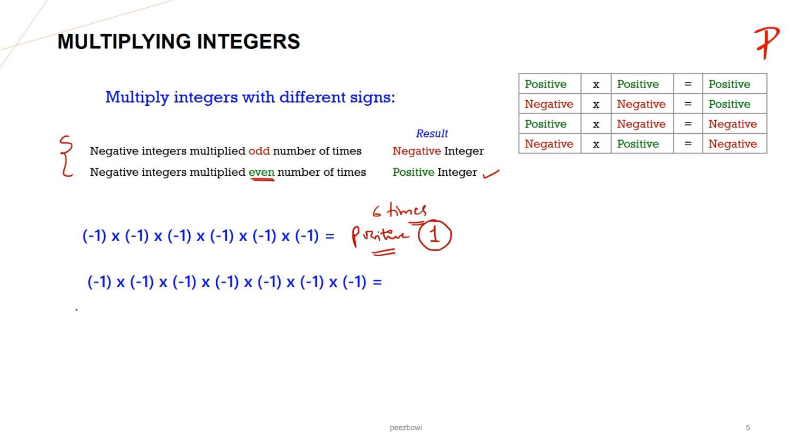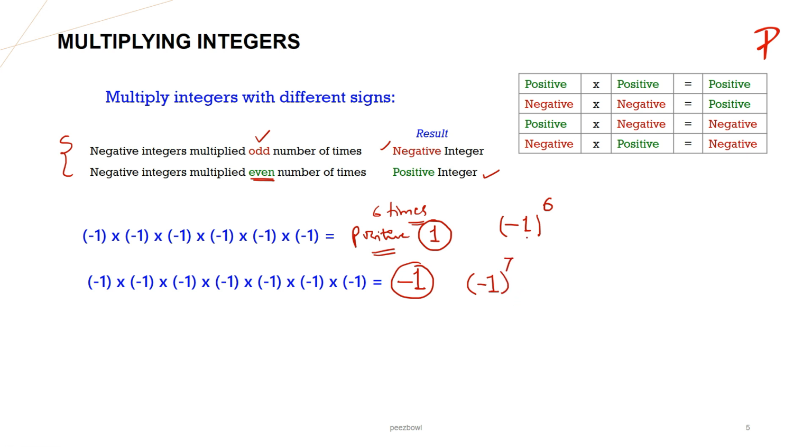In this example, -1 is multiplied 1, 2, 3, 4, 5, 6, 7 times. That is an odd number. So result of this multiplication is going to be a negative integer, that is -1, right? So this is going to be the result of this multiplication. So -1 multiplied 6 times can be written as -1 to the power 6. Okay, -1 multiplied 7 times can be written as -1 to the power 7, right?